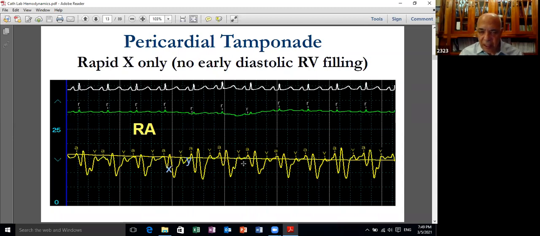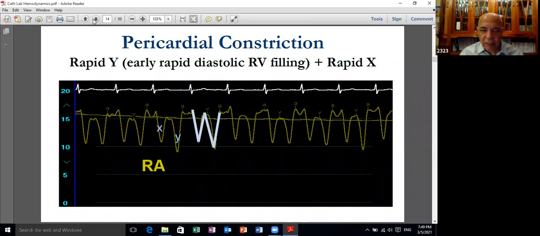So you don't get a prominent Y wave. So you get a prominent X, but no Y wave. This is, as I told you, different from the situation in constrictive pericarditis, where you get the famous M or W-shaped contour of the right atrial pressure. The mean right atrial pressure is usually in the range of 15, 16, 17, or 18, usually not more than that, and you get a deep X and deep Y descent.